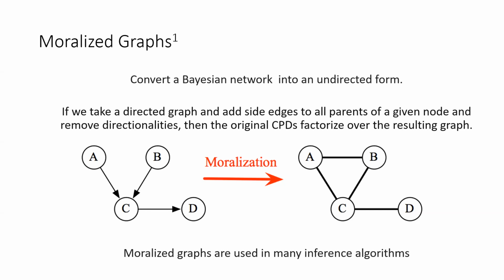So, for example, for C on the left, there are two parents, A and B. We add an edge between A and B, we don't have any more edges to add, and then we take out the directionality, and that's the moralized graph of the graph on the left. And these graphs are important. We'll see in the next tutorial that they're used in many inference algorithms. Now, when we do this conversion, of course, we lose some of the dependence relationships that the graph is describing.